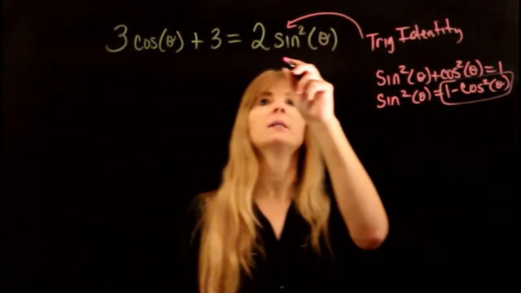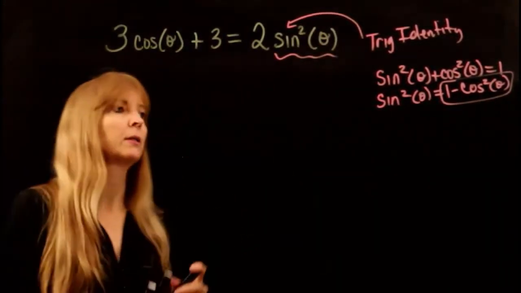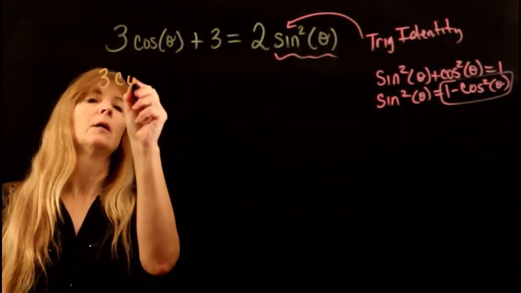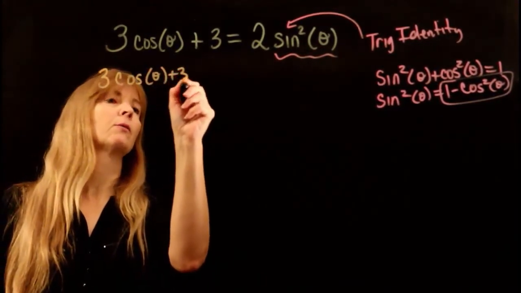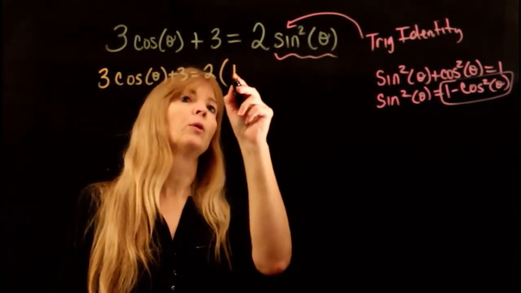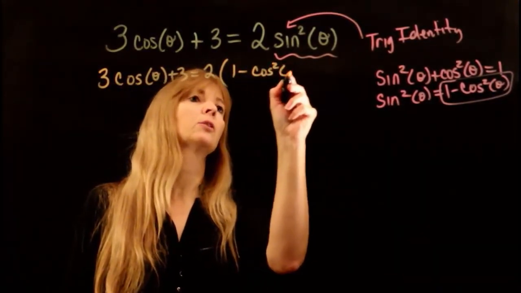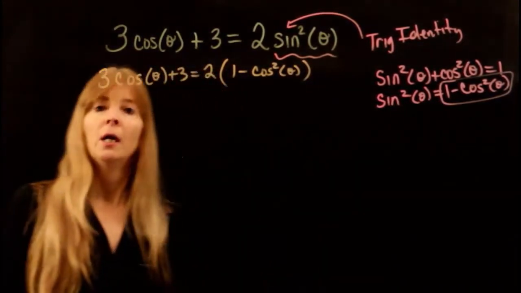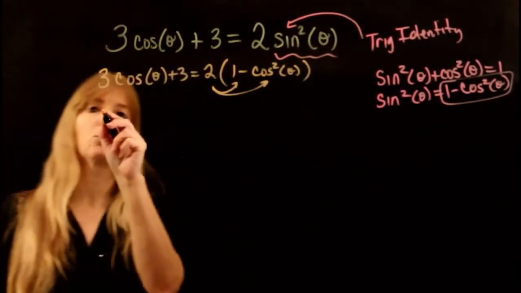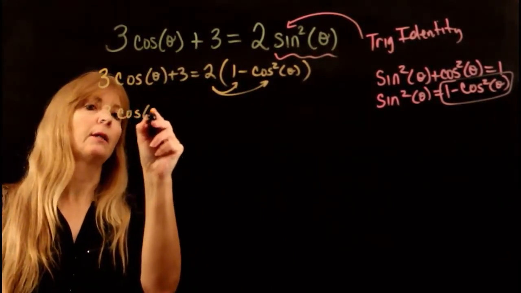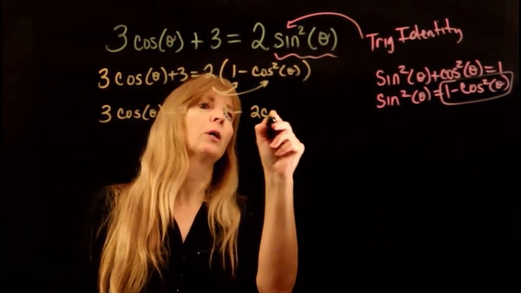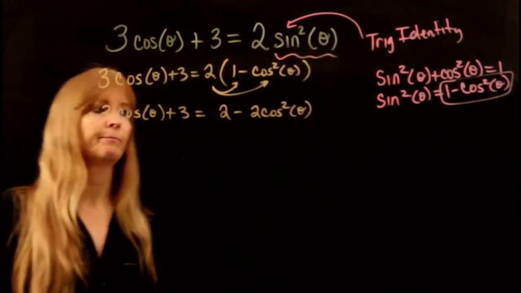And I can take this and replace sine squared theta with it. So let's see if that does me any good. So I have 3 cosine theta plus 3 equals 2. I'm going to replace sine squared theta with 1 minus cosine squared theta. All right, now what? Well, I see something that I could go ahead and distribute, so might as well. 3 cosine theta plus 3 equals 2 minus 2 cosine squared theta.